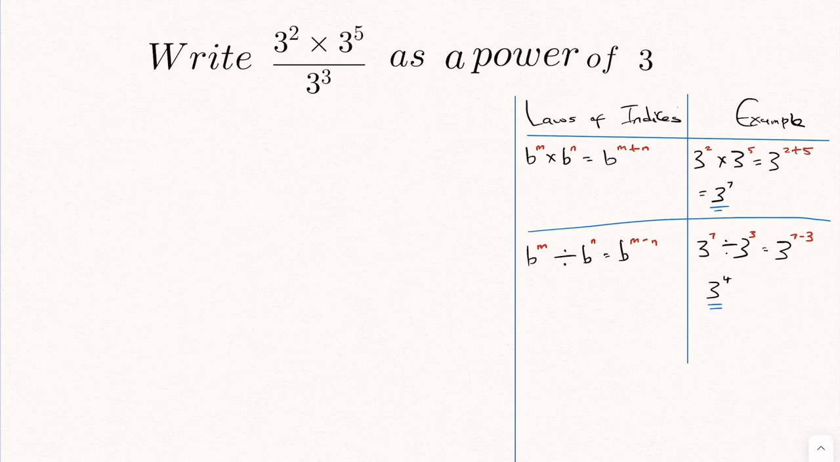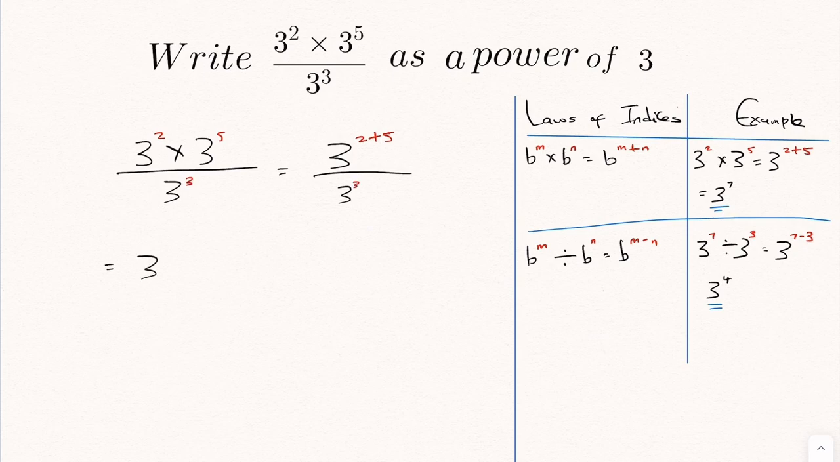Now that we know this on the right hand side, let's solve the question on the left. We'll just write the question again: 3 raised to the power of 2 times 3 raised to the power of 5 divided by 3 raised to the power of 3. Everything is in the same base of 3, so we can say it's 3 raised to the power of 2 plus 5, divided by 3 raised to the power of 3. Then 2 plus 5 is 7, of course, and we still bring down the 3 raised to the power of 3.